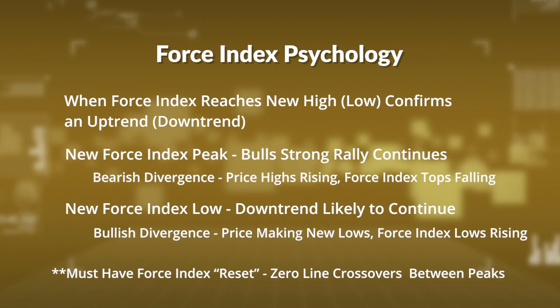Now, if your force index reaches a new low and it's continuing lower, the downtrend is likely to continue. But you need to watch for the divergences. For a bullish divergence, you will look for price making new lows, but the force index lows rising. So on the indicator, you're having rising bottoms, and on price, you're having lower lows.